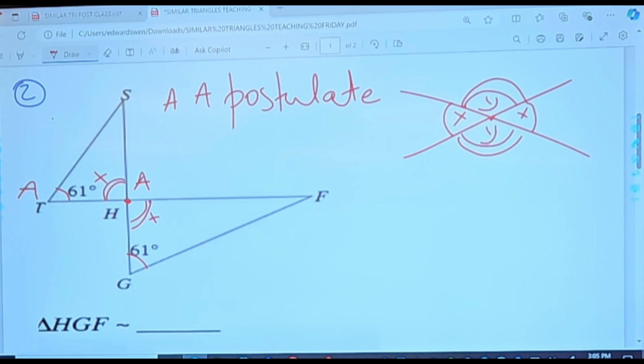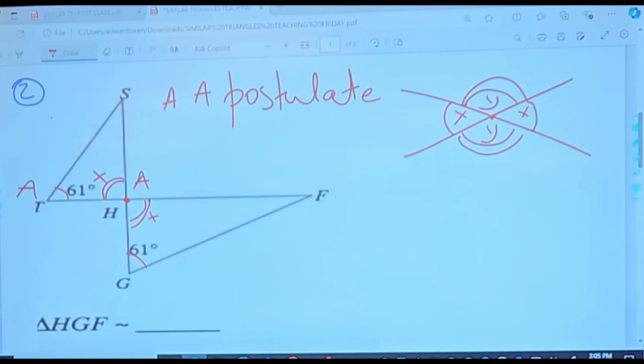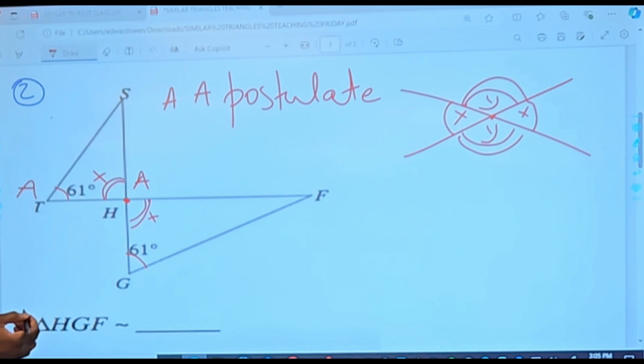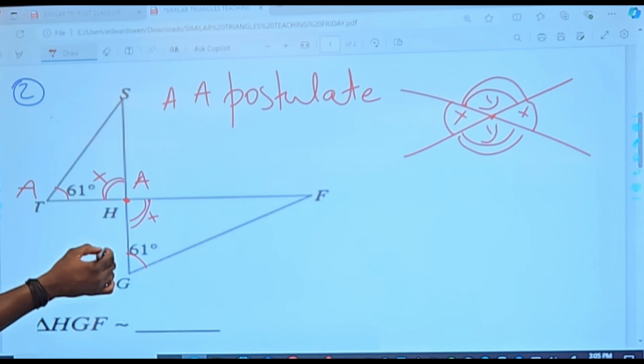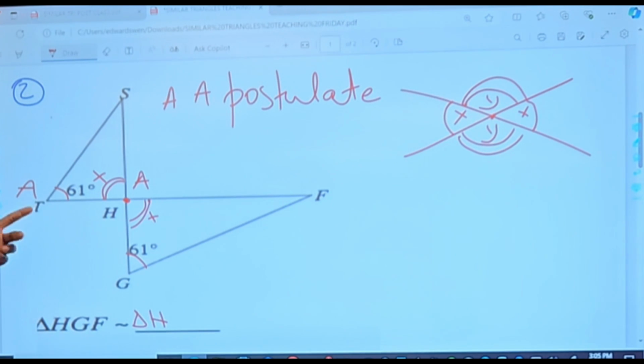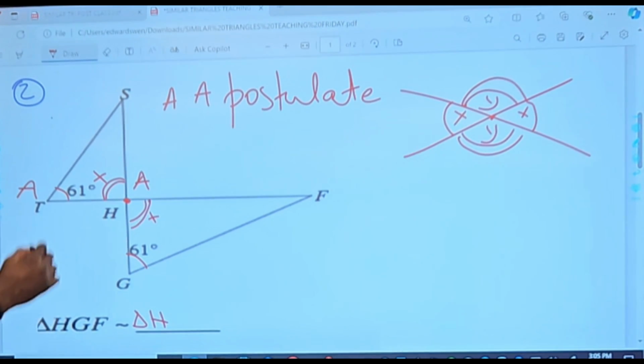Angle. Now, how could we write our similarity statement? They already gave us angle HGF. So now we're going to have to take a look at this. HGF. How do I write the similar one to this? We know that it's going to start with triangle H. Triangle H something, because we're coming from right here. So H, somebody says T. I like that. So it's going to be HTS.